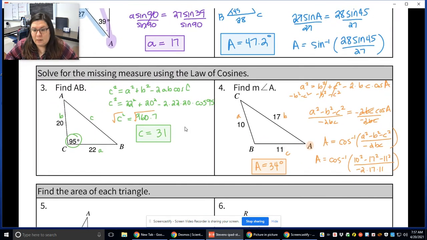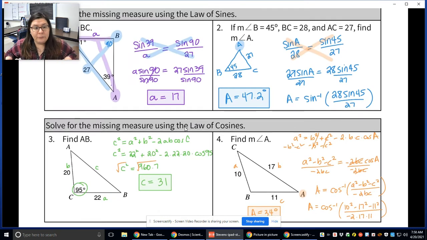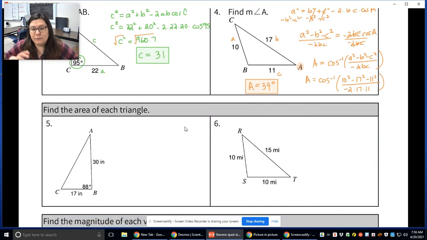So that is law of cosines. Law of sines, law of cosines. Formulas are in your notes, so you should be fine. Right, next thing is finding areas of triangles. So we know the basic formula for area of a triangle is 1/2 base times height. The problem is these triangles are not going to give you the height. So we have to use those other formulas that we came up with.